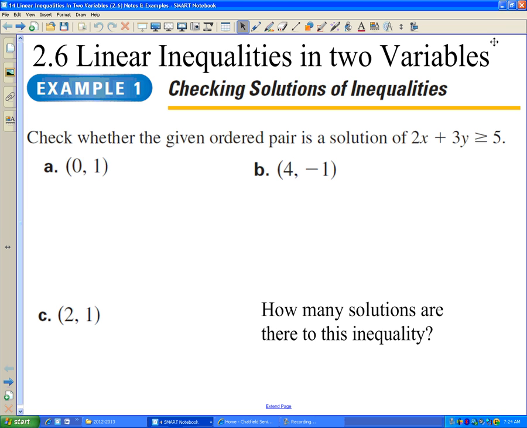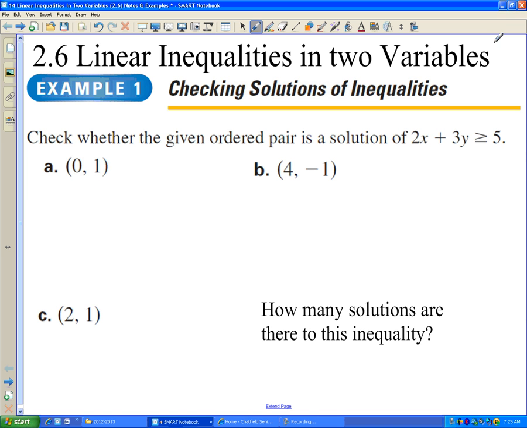2.6, linear inequalities in two variables, example 1. So what we're going to do here is instead of talking about equations like we have been, we're now going to talk about inequalities and how to graph inequalities and how this works and how do I know a good solution. So we're going to work on some of this and see what it turns out to be.